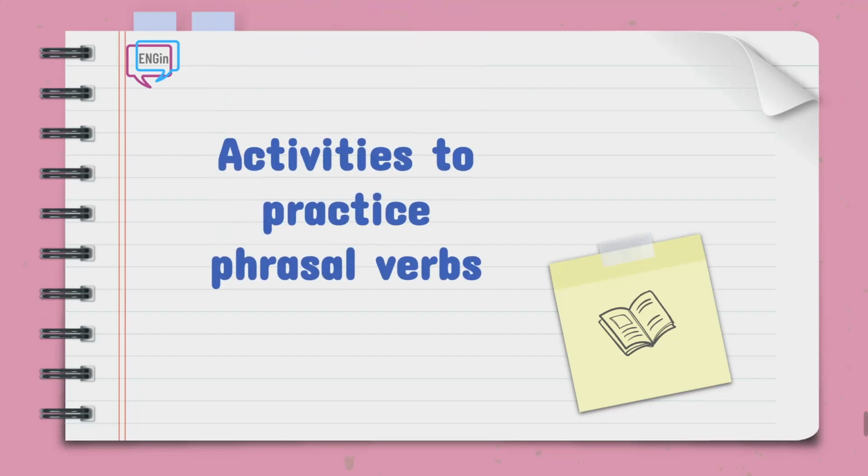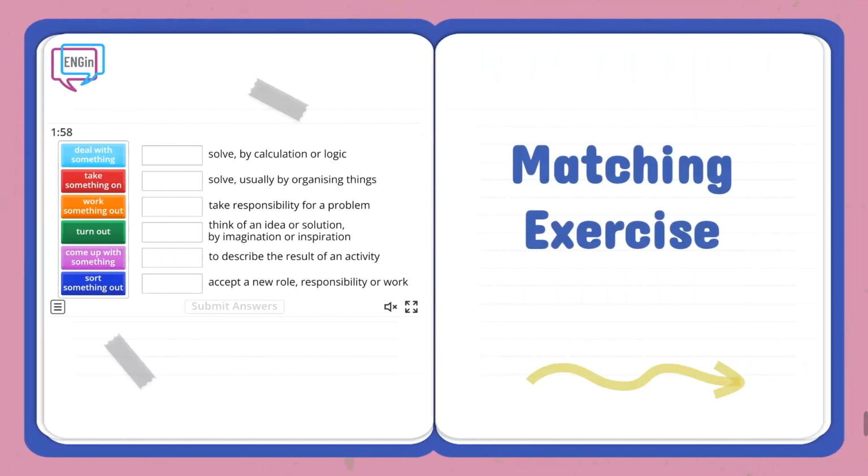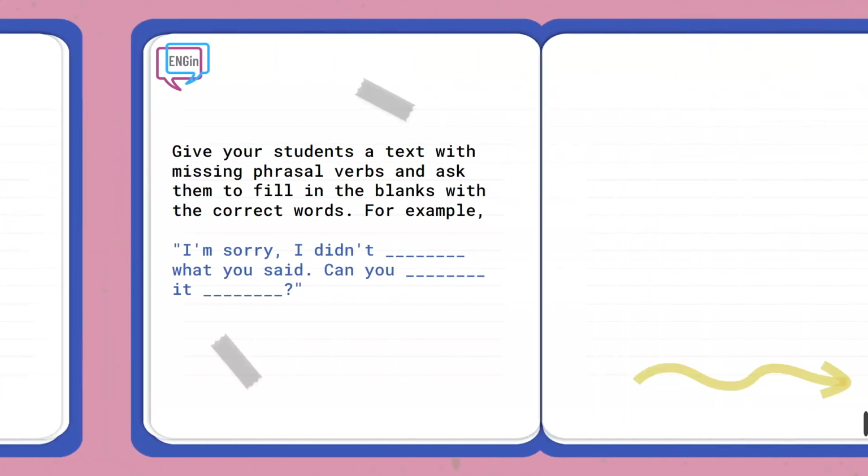Now let's look at some activities to practice phrasal verbs. Matching activities. In a matching exercise where students match the phrasal verb to its definition, they benefit a lot. For example, you could give them a list of phrasal verbs like to look up, to take off, to run into, and so on, and then ask them to match each one to its meaning. This exercise will help them understand the different meanings of phrasal verbs and how they can be used in context.